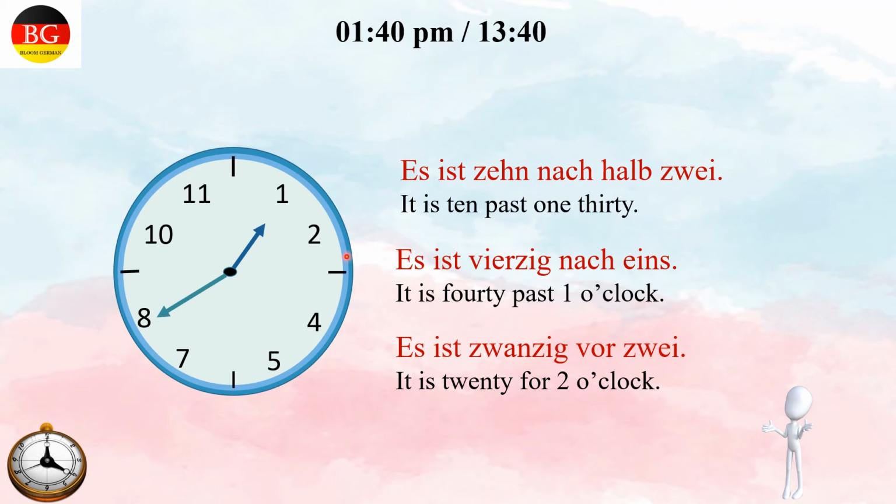Now, next one is es ist 10 nach halb 2. This is halb 2, so 10 minutes after halb 2. Another way is es ist 40 nach 1. 40 minutes after 1 o'clock. Oder es ist 20 for 2 o'clock. 20 minutes for the 2 o'clock.